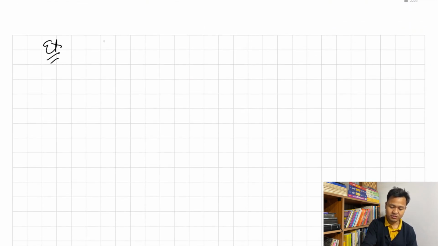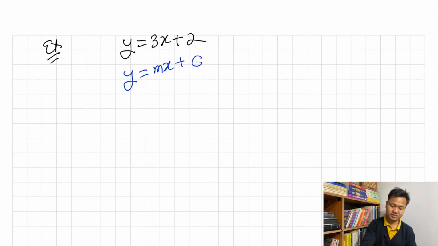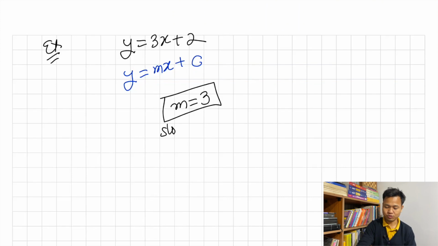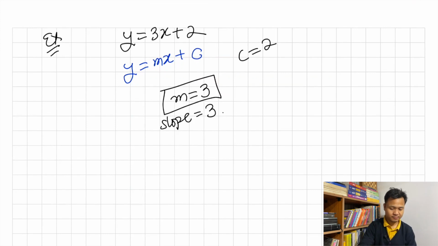Suppose you're given an equation, y equals 3x plus 2. Now compare it with the general equation y equals mx plus c. The m value is 3, so that means the slope of the straight line is 3. The c value is 2, so the intercept is 2. The line cuts the y-axis at 2 units from the origin. So the diagram will be something like this.